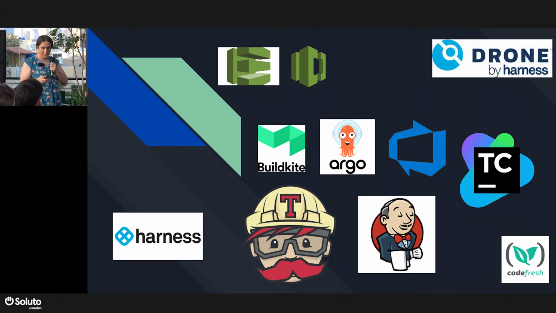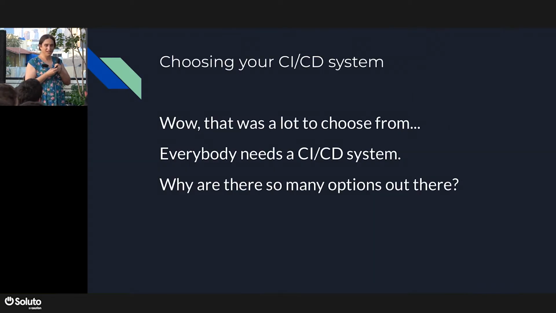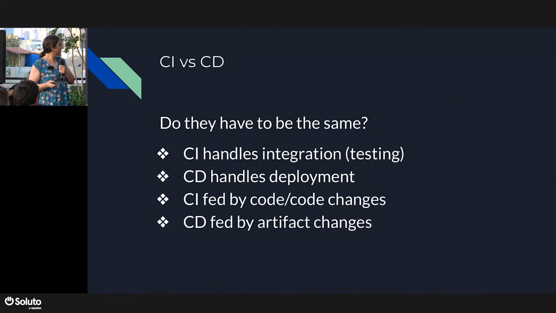That is, we need a CI/CD system. And there's just so much to choose from. And pretty much, unless you've been developing under a rock, you need a CI/CD system. And the first question is, why are there so many options out there? We probably need just one, or maybe at most two. So we should really give that thing a thought.